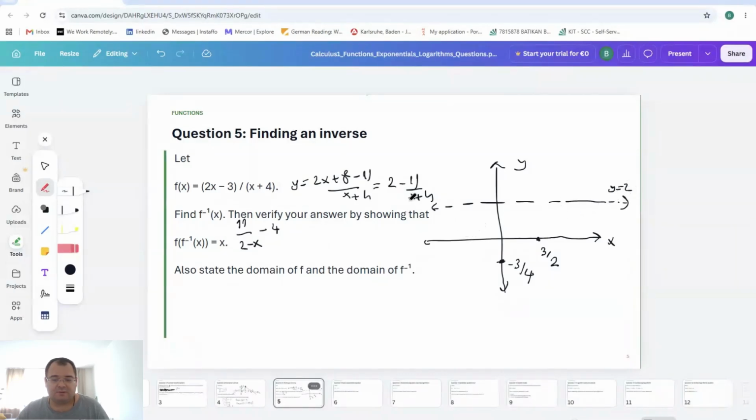And you have a special case here. In the denominator you have x plus 4. That's why x being minus 4 cannot be used. X can never be minus 4 because it makes the function undefined. So that's why we also need to draw this x equals minus 4 line, because the function can never use that value.